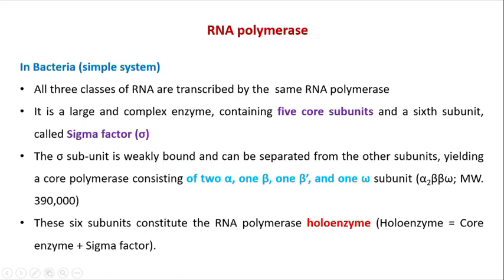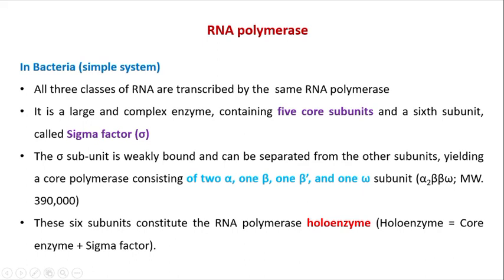So what is the structure of the RNA polymerase enzyme? In bacteria, it is a very simple system. All 3 classes of RNA, like mRNA, rRNA, tRNA, are transcribed by the same RNA polymerase enzyme. Only a single RNA polymerase enzyme. But in eukaryotes, it is a more difficult process. RNA polymerase 1, 2, 3, three types of RNA polymerase, are involved in the eukaryotic transcription process.